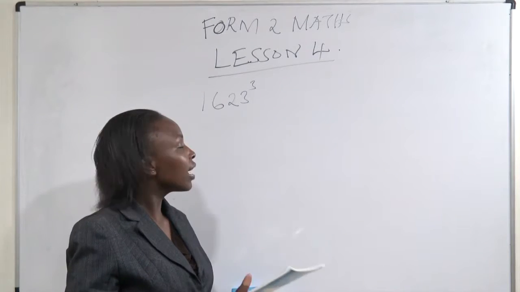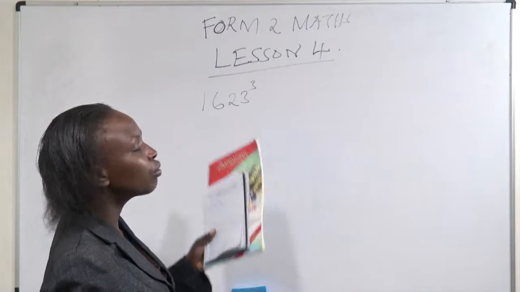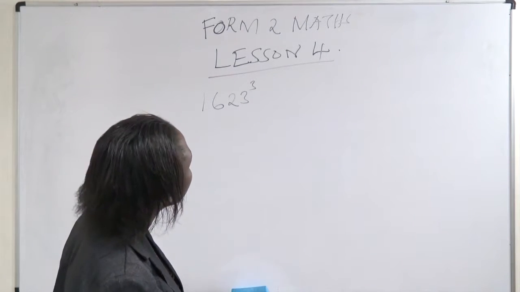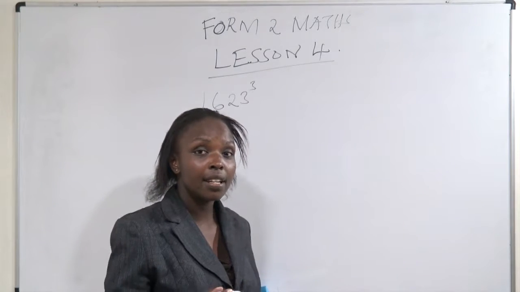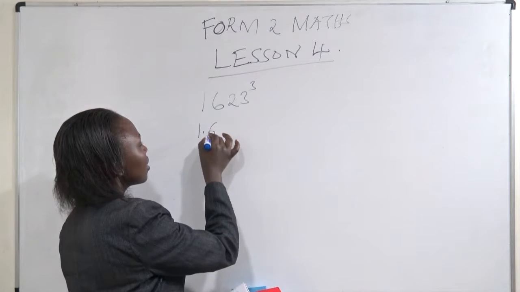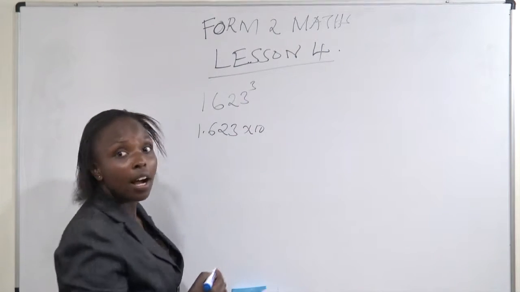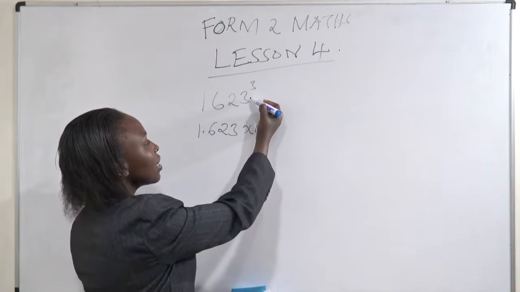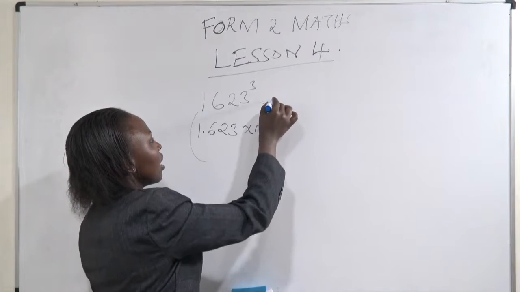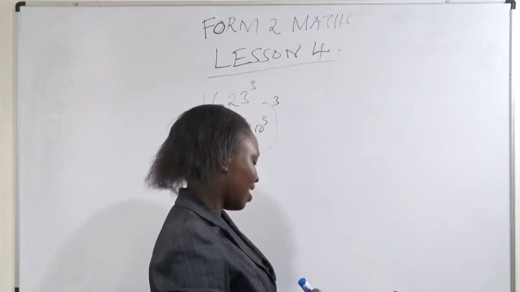So we look at the first one. You are supposed to use the mathematical table to look for the cube of that number. As I told you earlier on, step one, you rewrite the number in standard form. So this one becomes 1.623 times 10 to the power 3. If you move from this direction, you are going to move 3 steps. And remember, it is the cube of that.